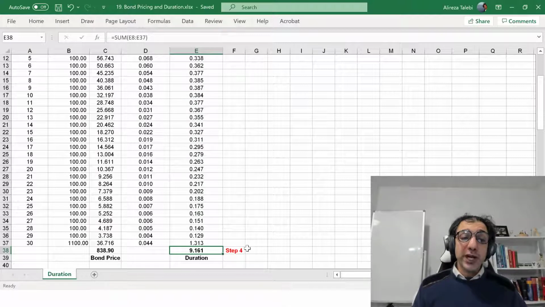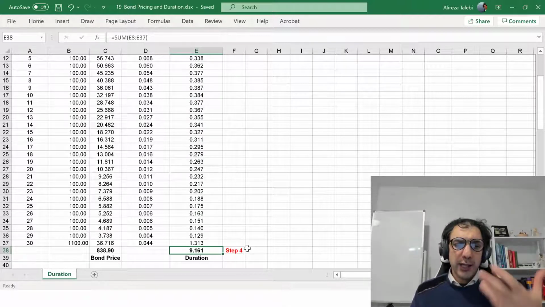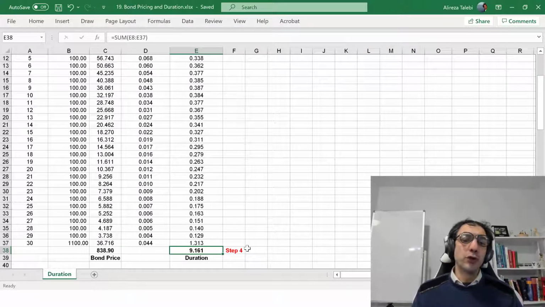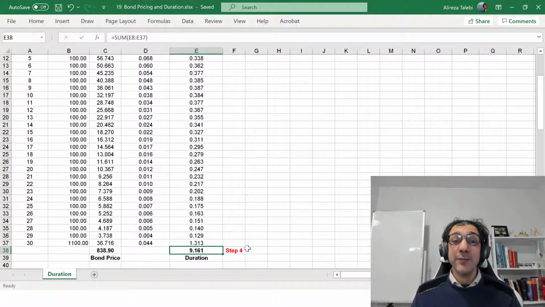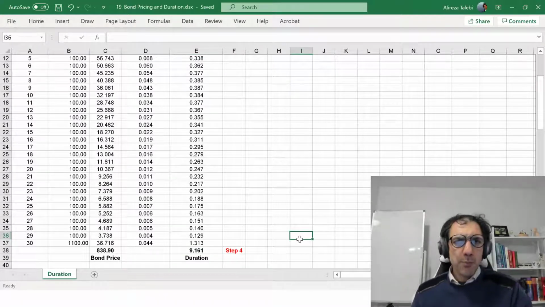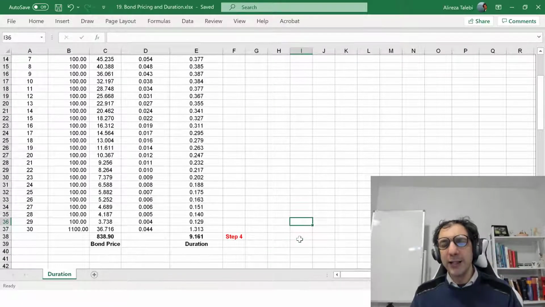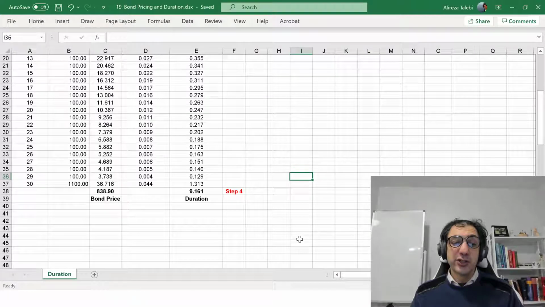In our case, the duration or the effective maturity or expiry date of your bond is 9.16, which is much shorter than the 30 years expiry date. So that's a duration, and that's how we calculate that. Again, follow these 4 easy steps to find the duration of your bond. Now, let me provide you a few more notes before moving back to the slides and just looking at some final notes.